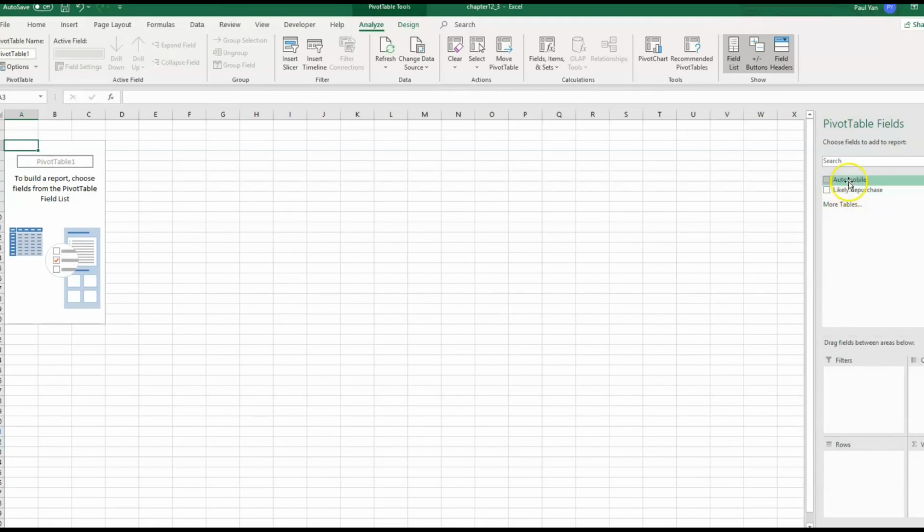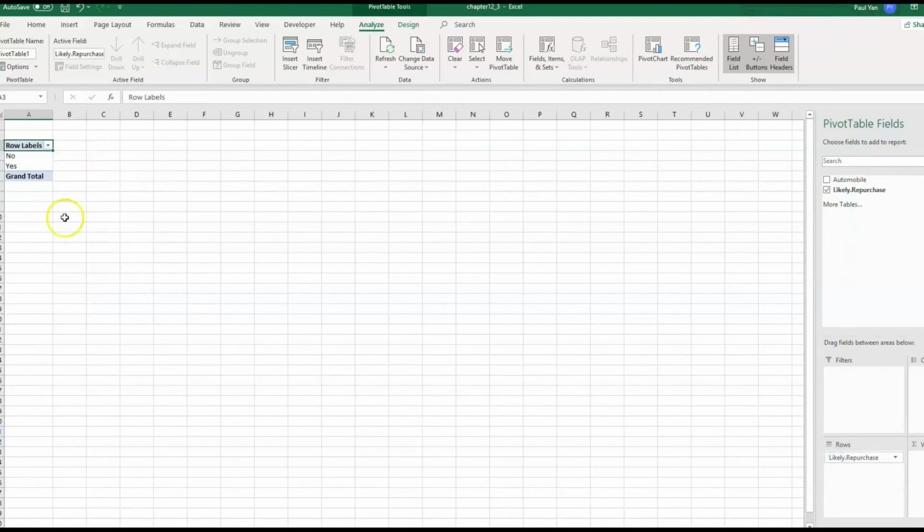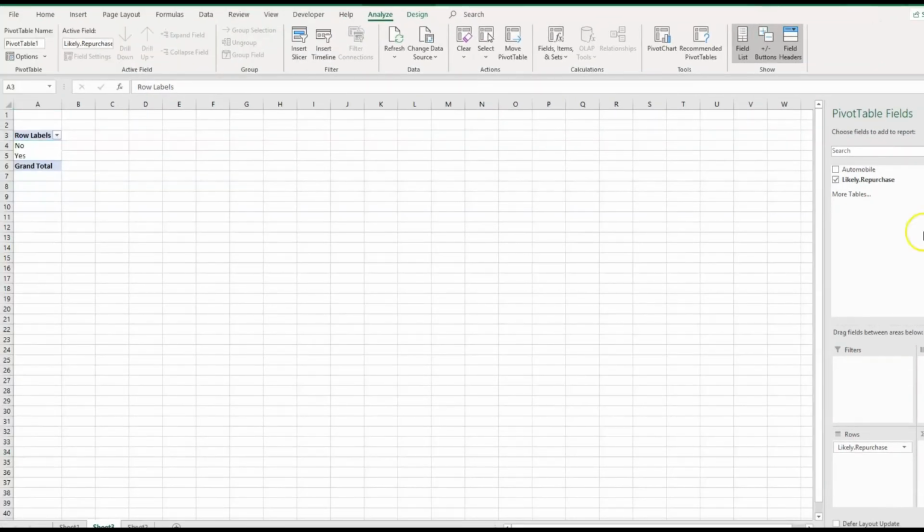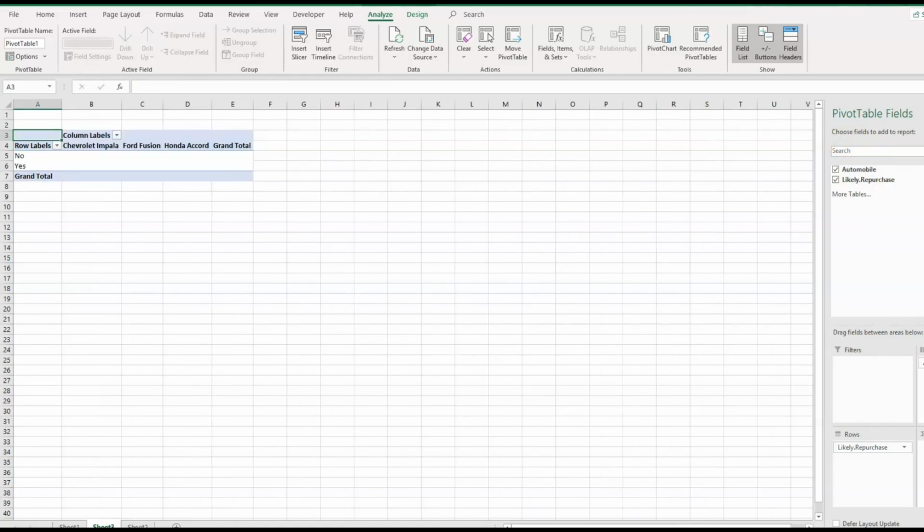We grab it and put it here. So this is yes or no. And then we grab this one, ultimately to the column. Sorry, cannot see it completely. And so this is row and this is column.